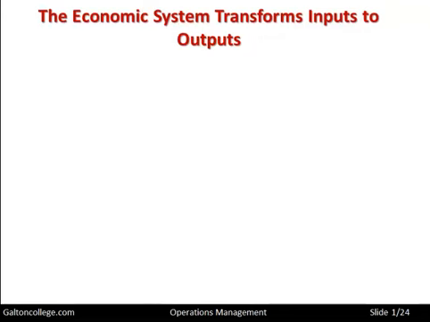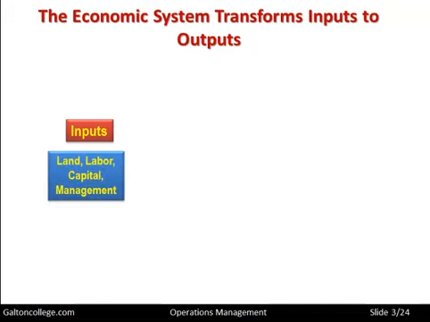In this video we're going to introduce operations management, and we're going to do it through very simple concepts. The concept of the economic system and how the economic system transforms inputs into outputs. So in any production process, or indeed almost any process, whether it be a service or a product, we start with inputs. And in economics, we say there are four factors of production. There are four types of input. There's land, labour, capital, and entrepreneurship. Here we've called it management.